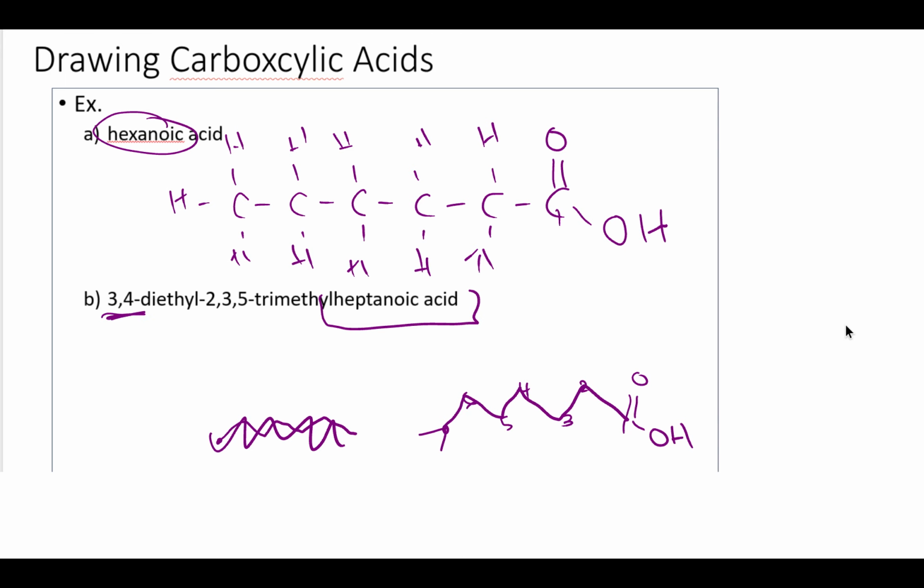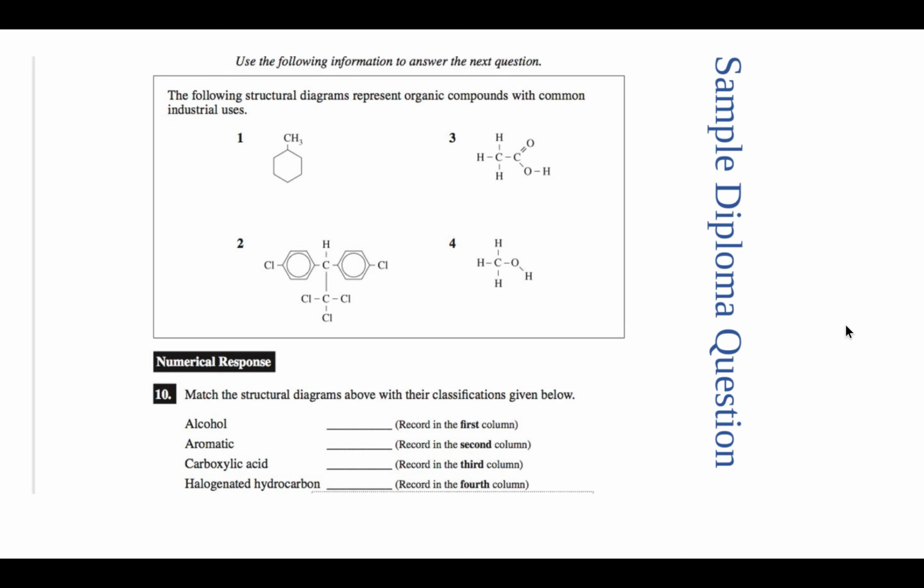On carbon 3 and 4, I need an ethyl group. So ethyl is 2 carbons. So on carbon 3, I'm adding 1 carbon, 2 carbons. On carbon 4, 1 carbon, 2 carbons. Then on carbon 2, I need a methyl group. On carbon 3, I need a methyl group. And on carbon 5, I need a methyl group. So there's my line diagram for that more complicated compound.